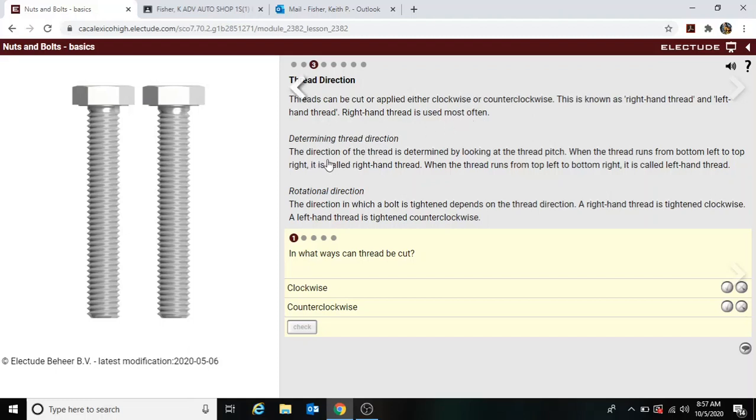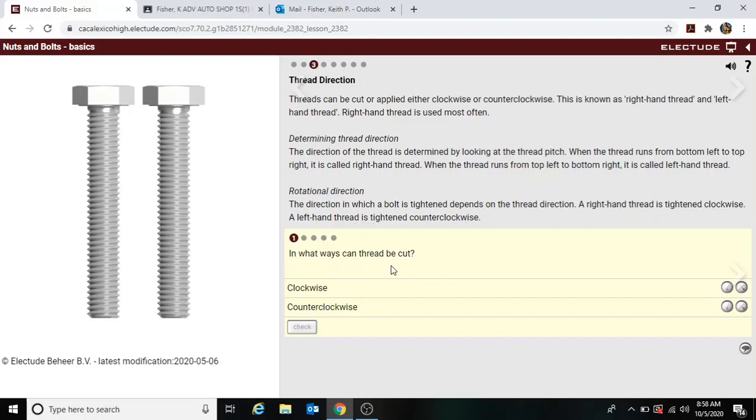Determining thread direction. The direction of the thread is determined by looking at the thread pitch. When the thread runs from bottom left to top right, it is called right-hand thread. When the thread runs from top left to bottom right, it is called left-hand thread. Rotational direction. The direction in which a bolt is tightened depends on the thread direction. A right-hand thread is tightened clockwise. A left-hand thread is tightened counterclockwise.